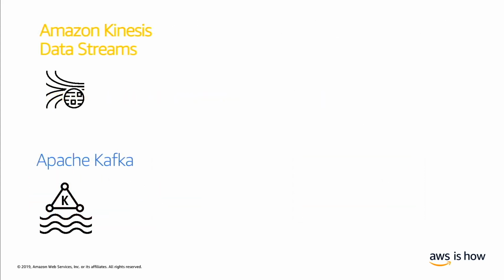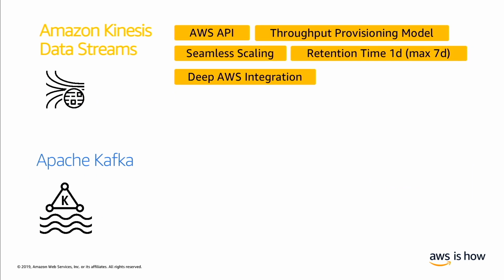If we talk about Kinesis, you get the classic AWS API that we built for you from the ground up. We give you a throughput provisioning model that I was explaining, where I said, look, isn't this amazing? You just define the throughput, we provision it for you, you pay for the throughput, that's it. You can scale seamlessly. If you need more shards, you get more. If you need fewer shards, you can have fewer. Retention time typically is a day. You can extend it up to 7 days. And it's deeply integrated into all other kinds of AWS services.